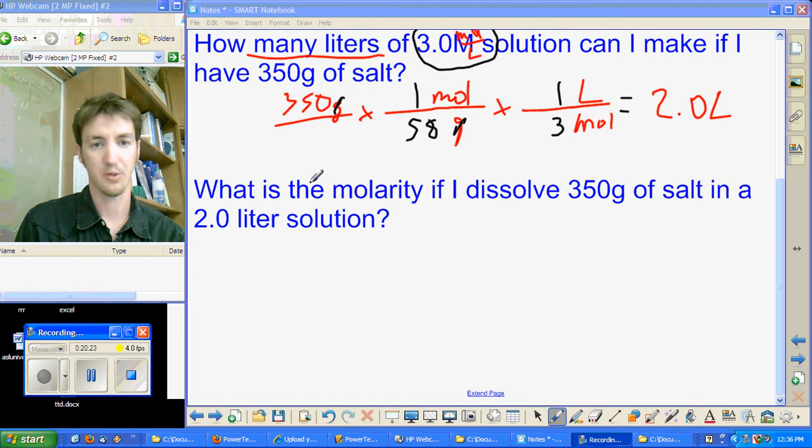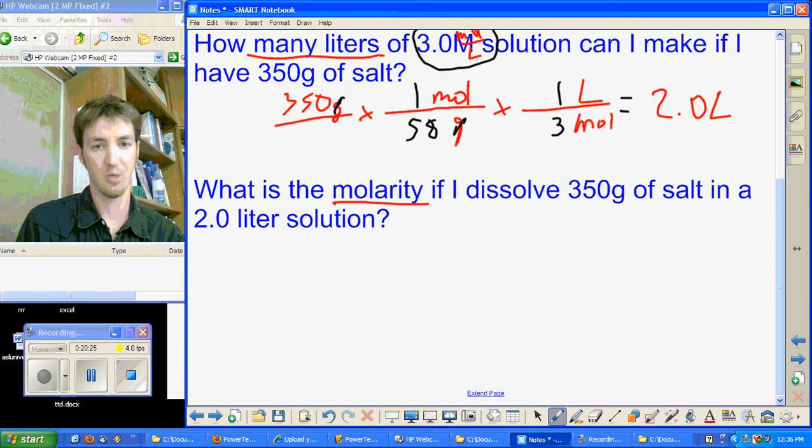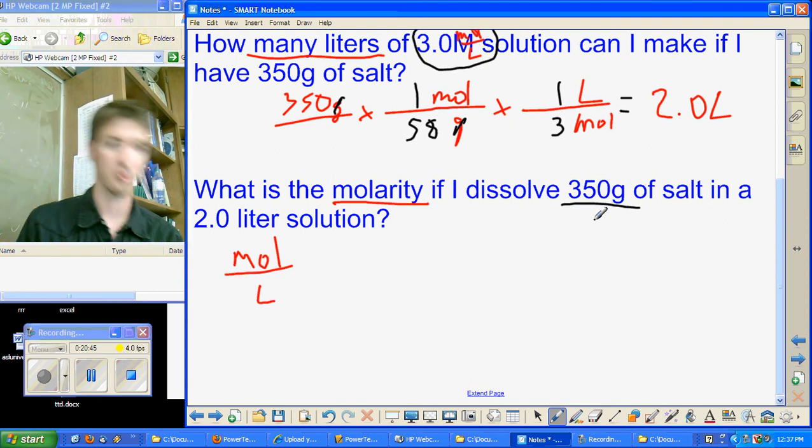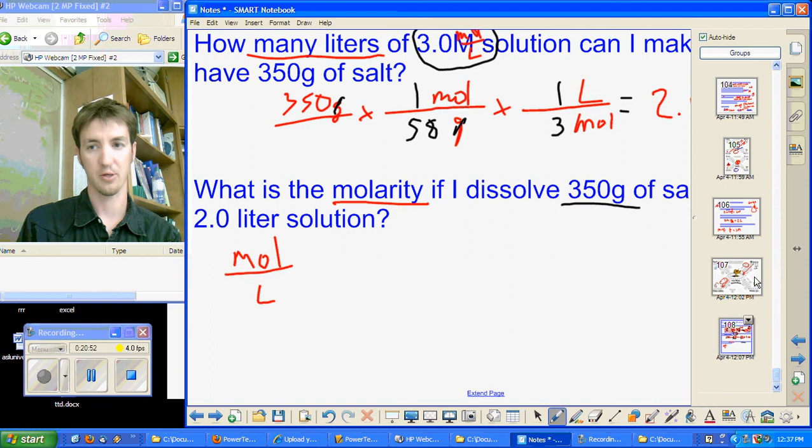Alright, last question. What is the molarity? With molarity, automatically you're going to end up calculating the moles per liter. That's basically the final thing you're going to do. What is the molarity if I dissolve 350 grams of salt in a 2-liter solution? They gave me grams. What's the only thing you can do with grams? Turn it into moles. What do you need to do that? The molar mass.